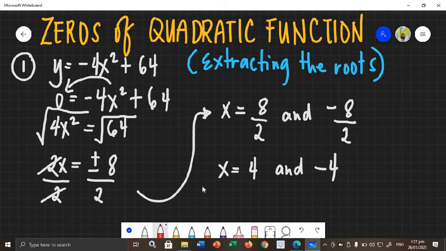So, dalawa yung answer. So, the zeros are 4 and negative 4. So, yun yung zeros ng quadratic function. If you graph this quadratic function, you will see the zeros across the x-axis. So, kung gagawin mo ordered pair, that is 4, 0, and negative 4, 0. Dun sila sa pwesto na yun sa Cartesian plane nyo makikita. Okay? How about another example?